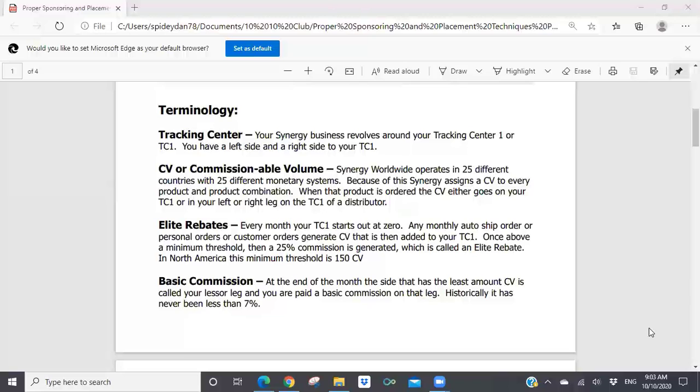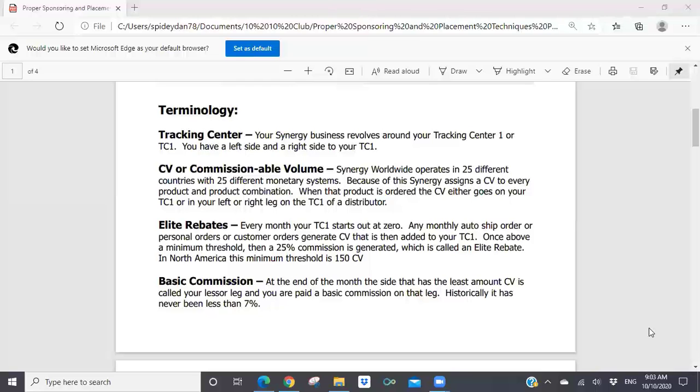If you just look at it, there's two highways that come off of Tracking Center 1. There's a highway that goes to the left, and there's a highway that goes to the right. As you add distributors to your Synergy organization, you're going to be adding them either to your left highway or your right highway, or what we call your left side or your right side. And that's where they're going to be permanently located. Wherever you place them, that's where they stay.